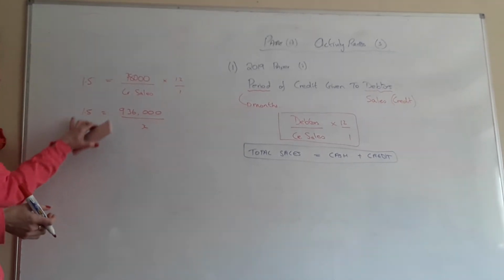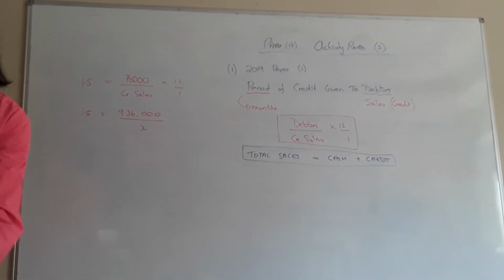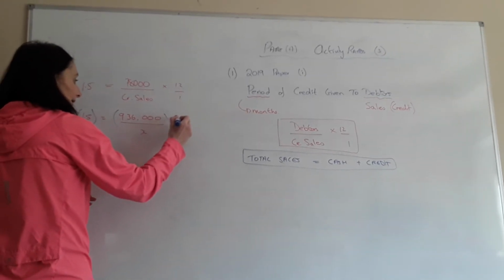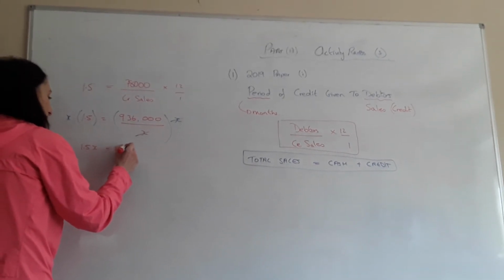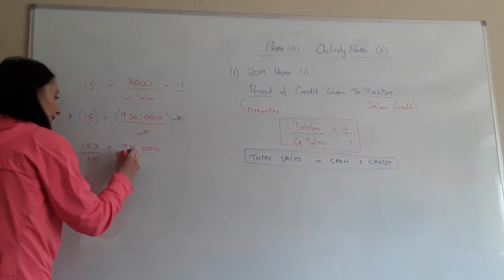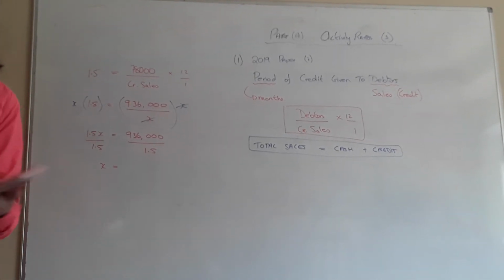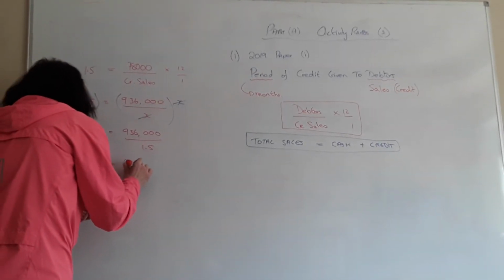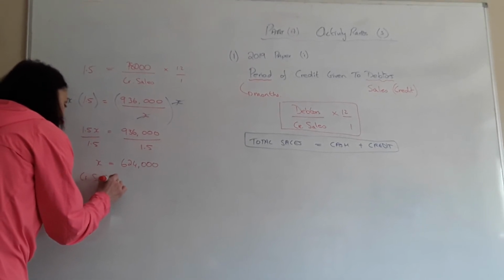So in maths, what's making this look difficult is this fraction. In maths we know to remove a fraction, multiply both sides by it. So multiply this by X and multiply this by X. And that has the effect of removing that X. So 1.5x is equal to 936,000. I'm looking for X, so divide by 1.5. So X is equal to 624,000. And remember what I let X be, that was my credit sales.